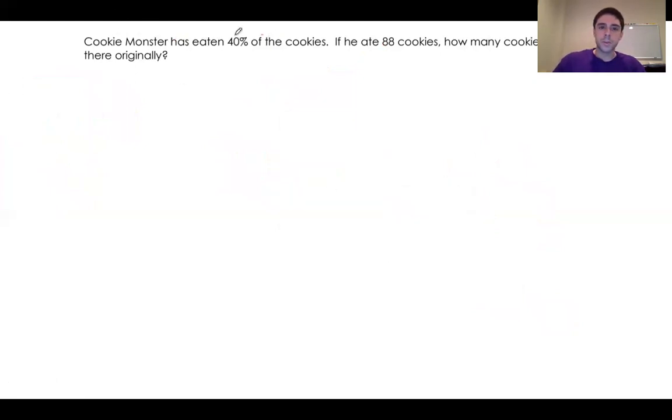Cookie Monster has eaten 40% of the cookies. If he ate 88 cookies, how many cookies were there originally? This is going to be really similar to the second problem we did, step by step. We're at 0%, and we have 0.